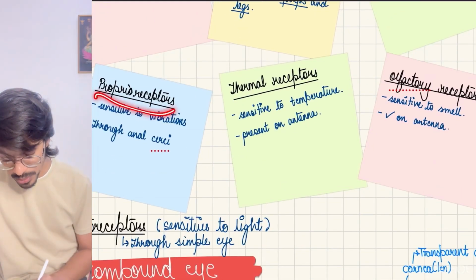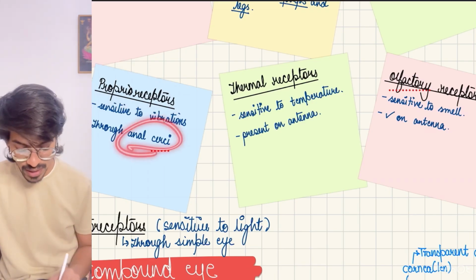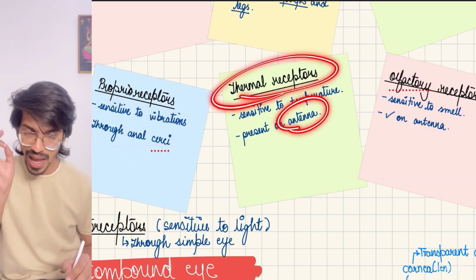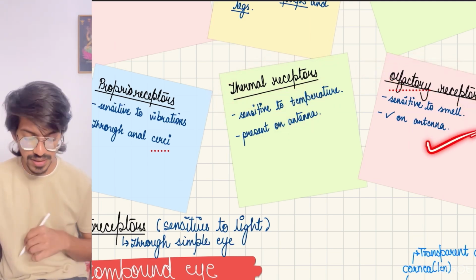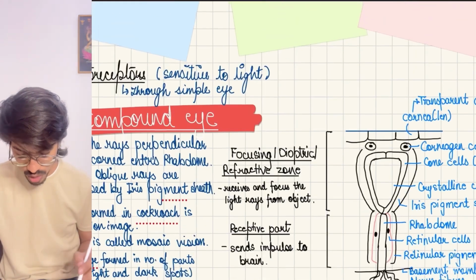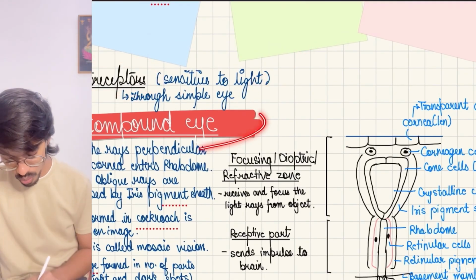Then we have what? Proprioceptors, which are touch sensitive to the vibrations, at the anal cerci. Then thermal receptors on the antenna. Then olfactory receptors, which are sensitive to smell, are on the antenna. Last is what? Photoreceptors for sensing towards the light, and the compound eye is also there.